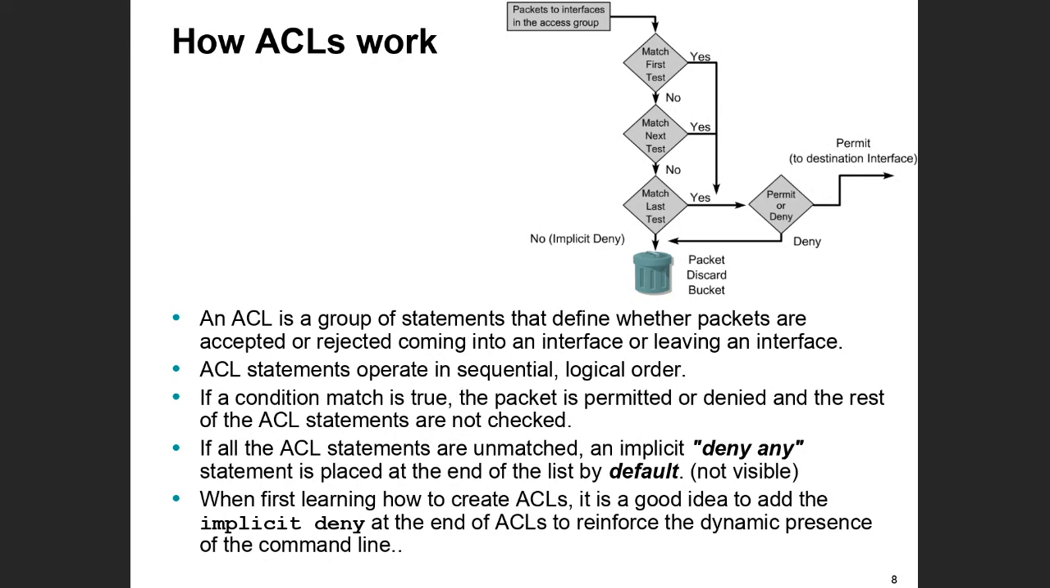Now, very important concept here. There's an implicit deny any traffic that's put at the end of the list by default. It's not visible there. So if you have 5 statements and none of them are matched, the traffic is denied. That means there has to be at least one permit statement somewhere in your access control list. If they're all denies, the implicit deny any at the end means that no traffic is to be permitted. And there's a cheaper way to do that. It's called shutdown.